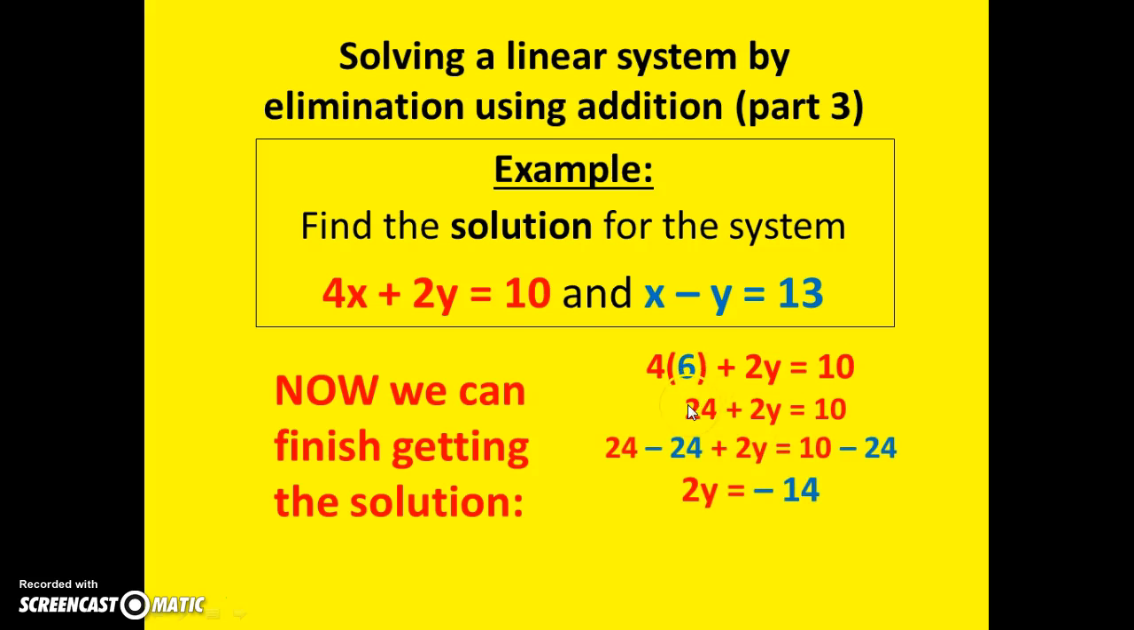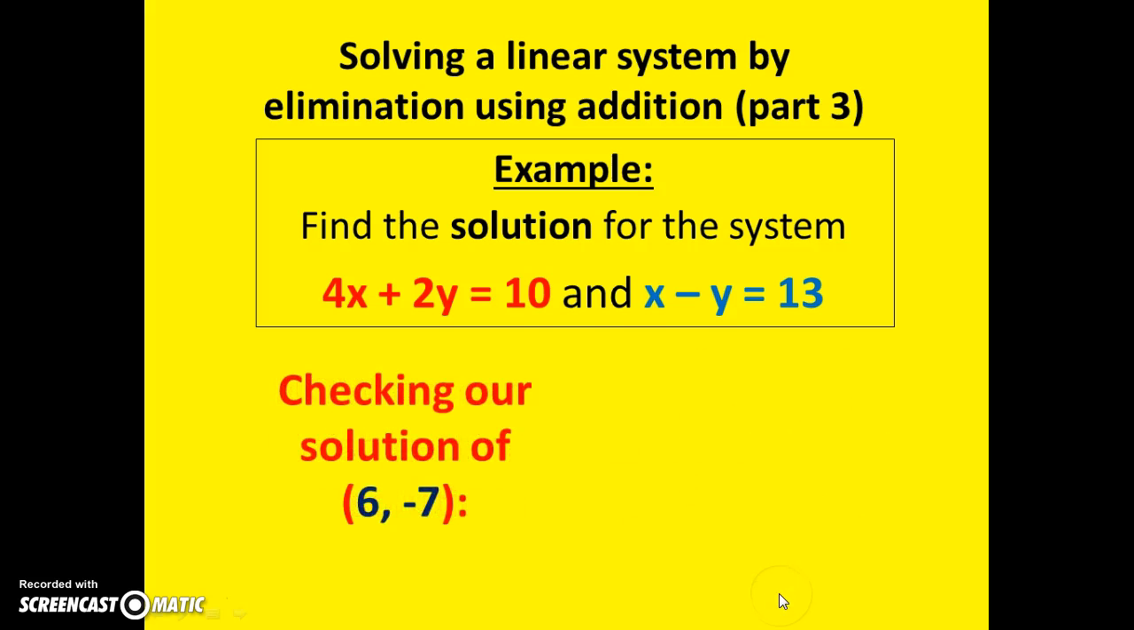So since we have 24 on one side and 10 on the other side, and remember those are both constants, we want to get the constants together, so we're going to subtract the 24 from both sides, and that gives us 2y, because that's all that's left on the left-hand side of the equation, and 10 minus 24 is negative 14. Now to get 1y, remember we have 2 y's there, we only want 1. We divide both sides by 2, and our solution is y equals negative 7. So we've got both parts of the solution. We have our x equals 6, our y equals negative 7, and now we can check.